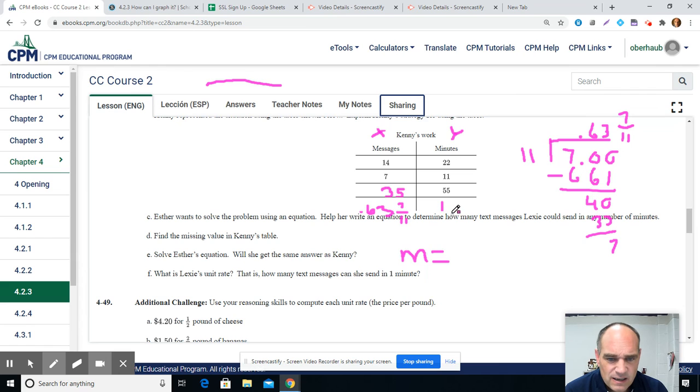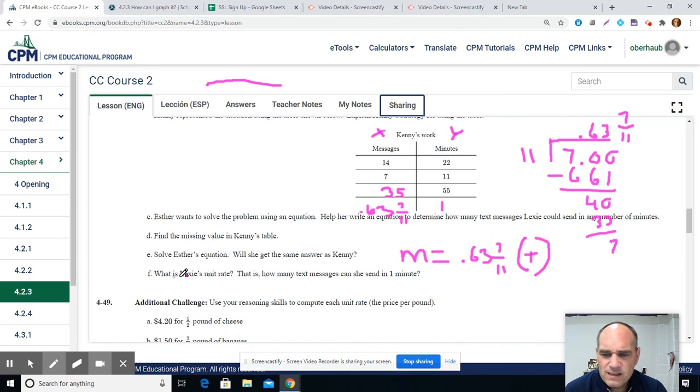So this idea of I can take this 0.63 and 7/11ths, and I can multiply that by my amount of time. All right, and I think that will tell me how many messages I can get. So if I do this for 20 minutes, I can multiply this by 20, and that would give me messages.